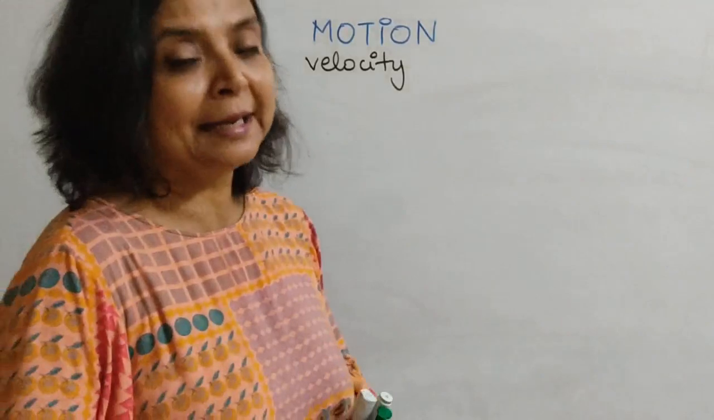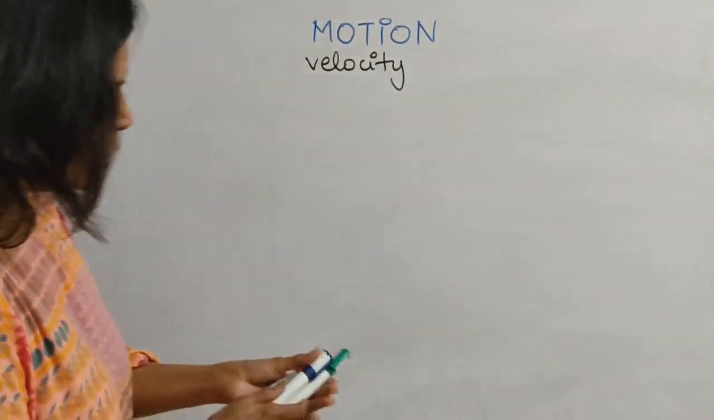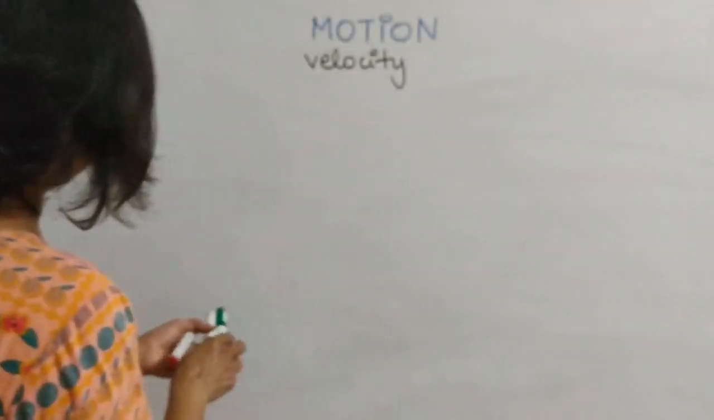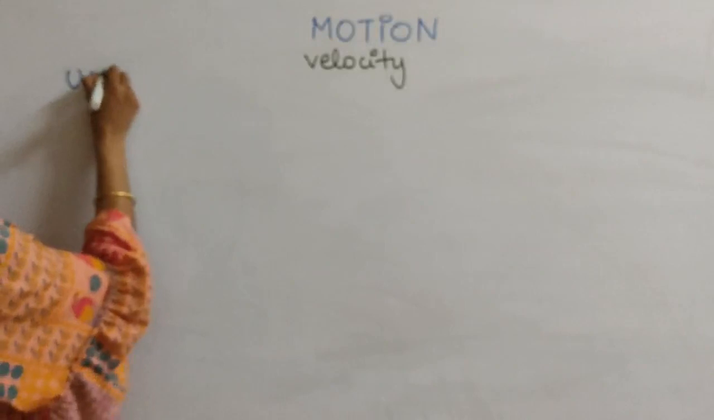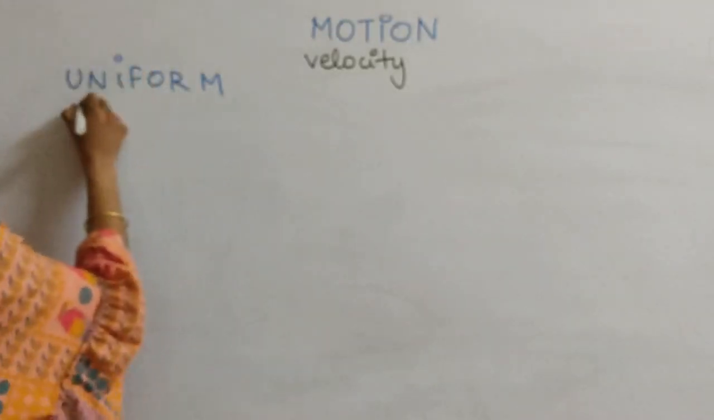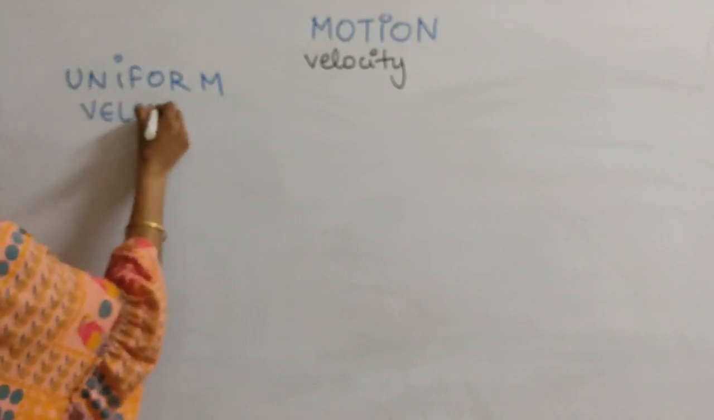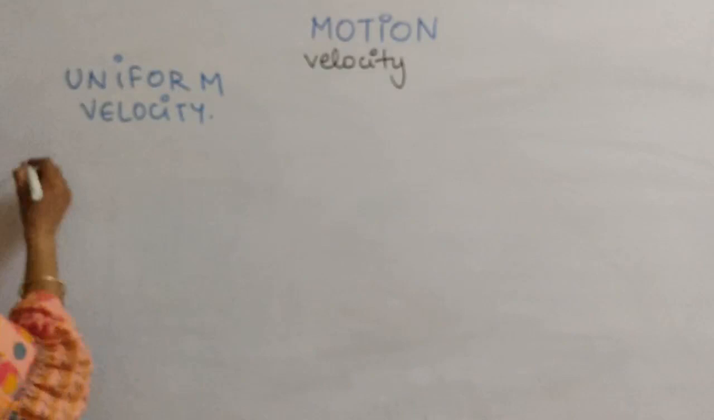After speed, it will be easy to define relevant terms with velocity. Let us talk about uniform velocity. So, uniform velocity, as the name suggests, it is going to be uniform. It is not going to change. Right? So, let us try to define it.